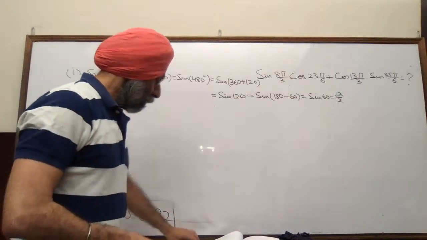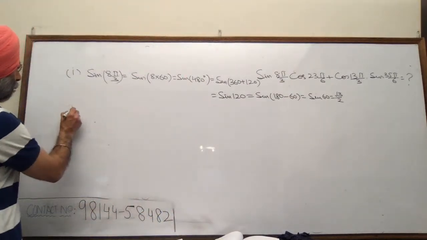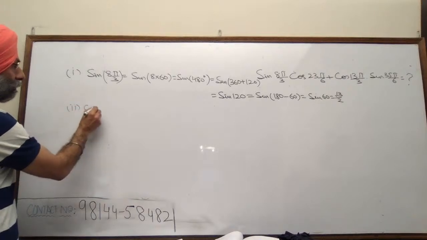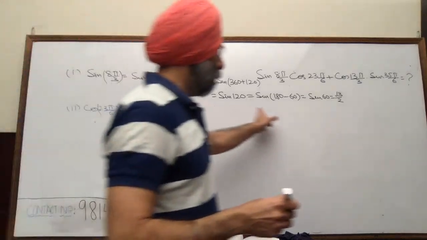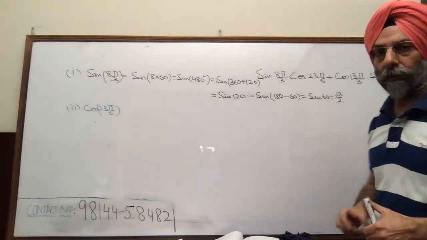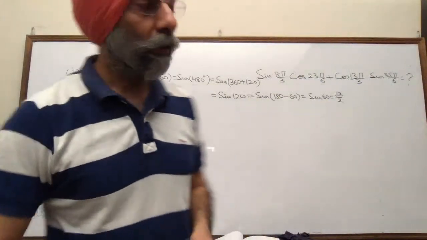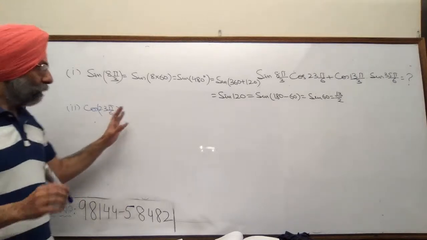So you first go through this. After that we will get the value of cos of 23 pi by 6. So first observe this. It is coming to be root 3 by 2 here. This is the value here. It is root 3 by 2. Is that clear?